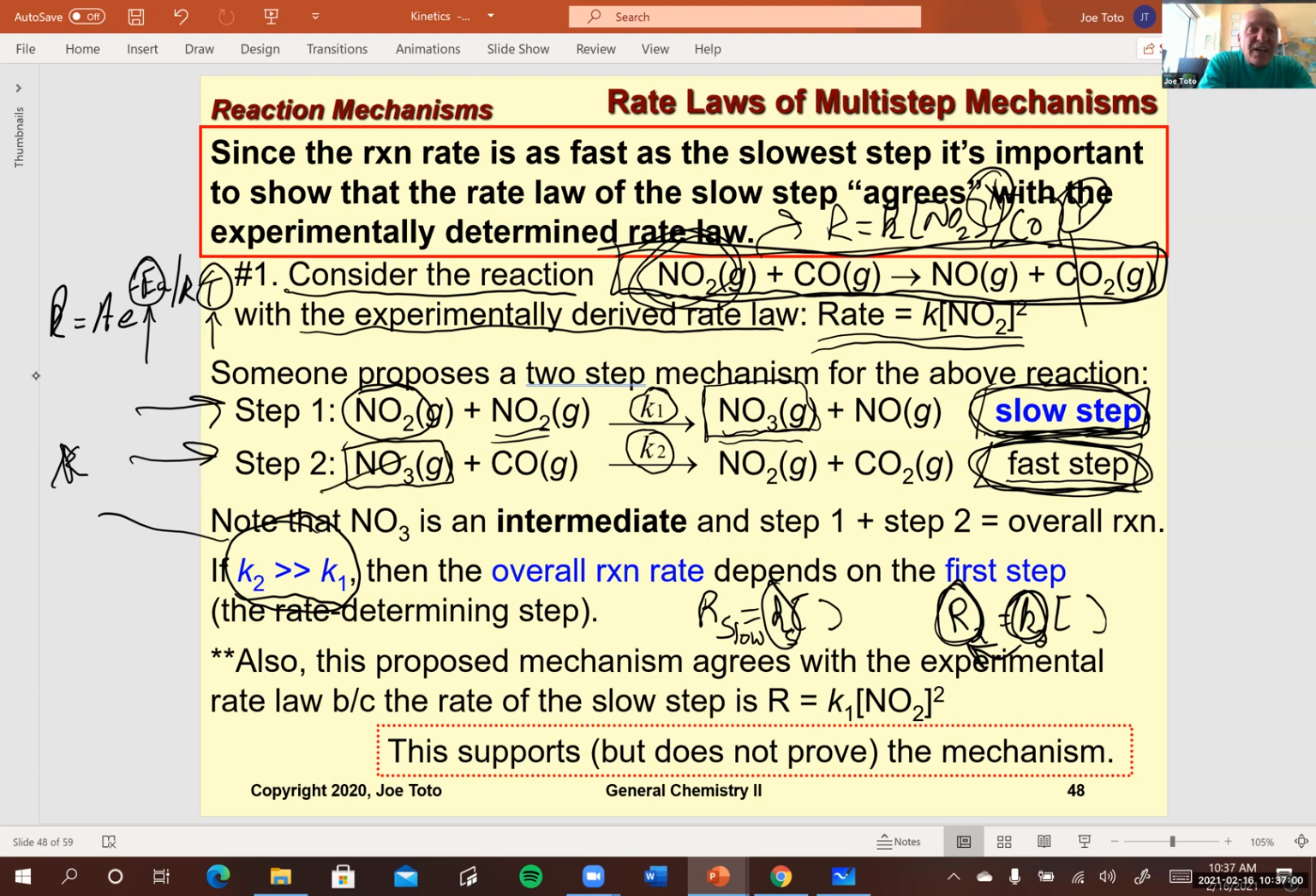So when I add up these two steps, it gets crossed out. And remember, for any mechanism, when you add up all the steps, it has to equal the overall reaction it describes. That's one of the tests that you're going to use to decide if a mechanism is possible. If it doesn't add up, then you got to throw it away.